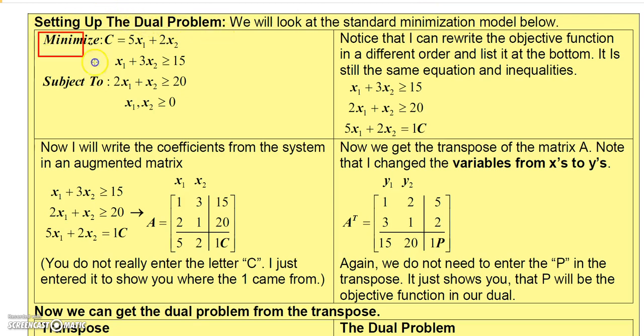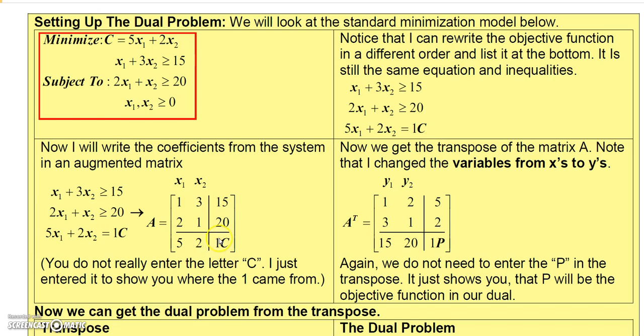We have a problem here, and it's a standard minimization problem because we're minimizing and all the constraints are greater than. And so we can write the coefficients of the constraints in a coefficient matrix. The coefficients of the first constraint would be 1, 3, 15. Coefficients of the second constraint would be 2, 1, 20. And then for the objective function, the coefficients are 5, 2 for x1 and x2, and then 1 for the c.